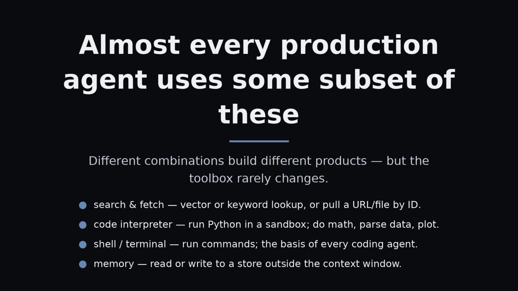There's a small set of tools that almost every production agent ends up wiring up. Search, either keyword or vector retrieval over a private corpus, which is essentially RAG offered as a tool the model can choose to call. Fetch, pull a specific URL or document by ID. Code interpreter, run Python in a sandbox, useful for math, data parsing, plotting, anything where the model would otherwise have to compute step by step in its head.